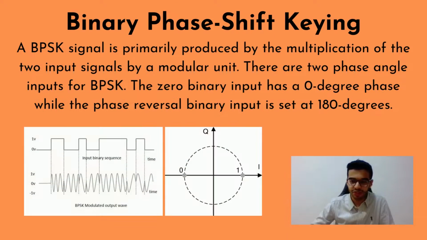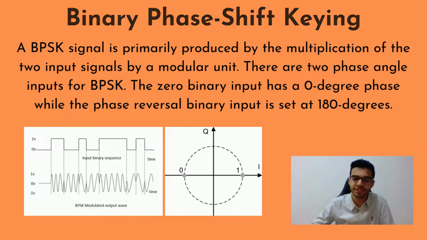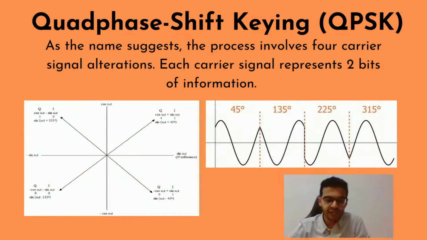The first type, binary phase shift keying, BPSK, as the name suggests, is binary, it operates in zeros and ones. The biggest giveaway for this one, if you look at the constellation diagram on the right, is that the 1 and the 0 are in 180 degrees phase difference from each other. By looking at the waveform on the left, you can see that the signal is almost flipped every time because of that difference.